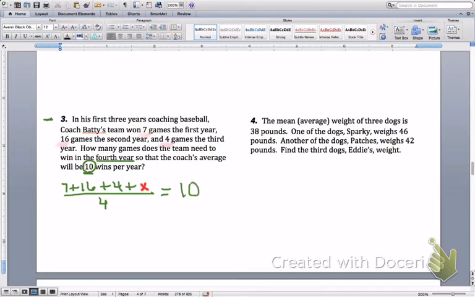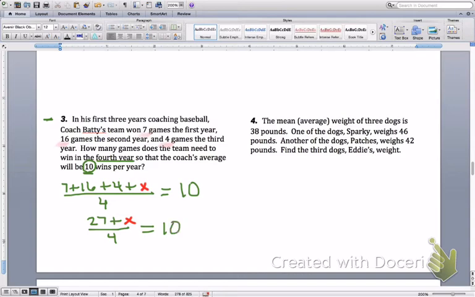So what number needs to go in that spot of the X in order to get 10? So we're going to work backwards. So let's just simplify the top as much as we can. 7 plus 16 plus 4, that ends up being 27. So we're going to just simplify 27 plus X all over 4. So it's a little cleaner this way. You can probably skip that first step and go straight to this second step that I wrote.